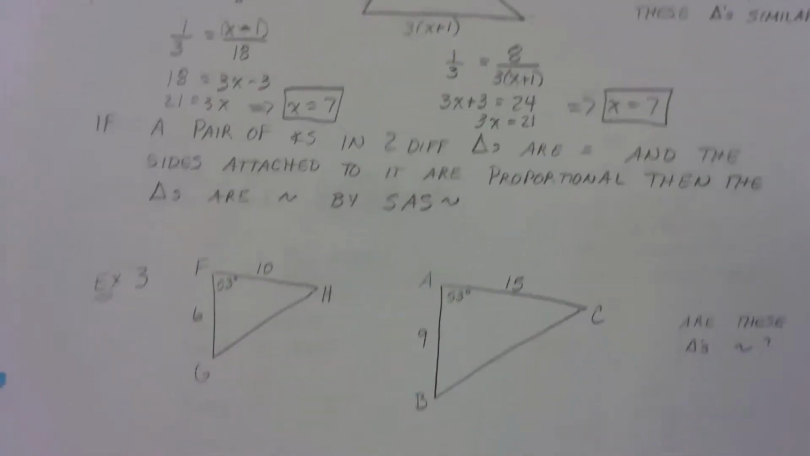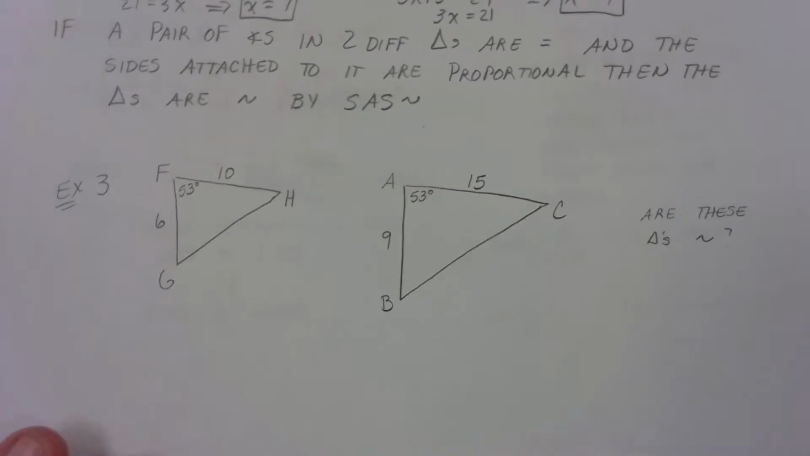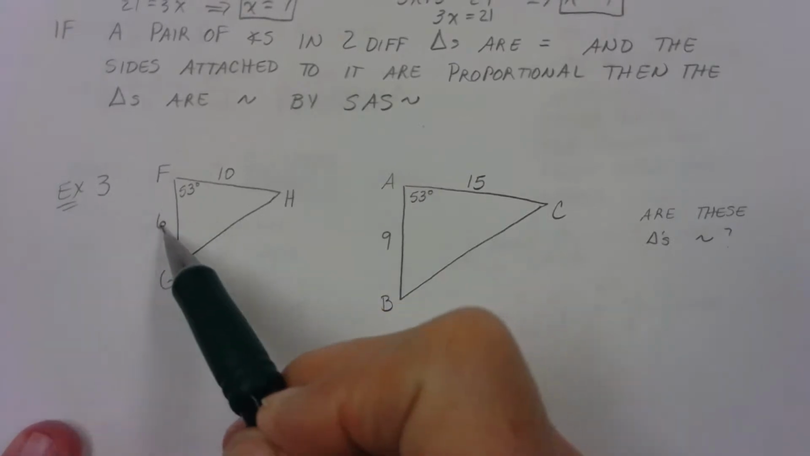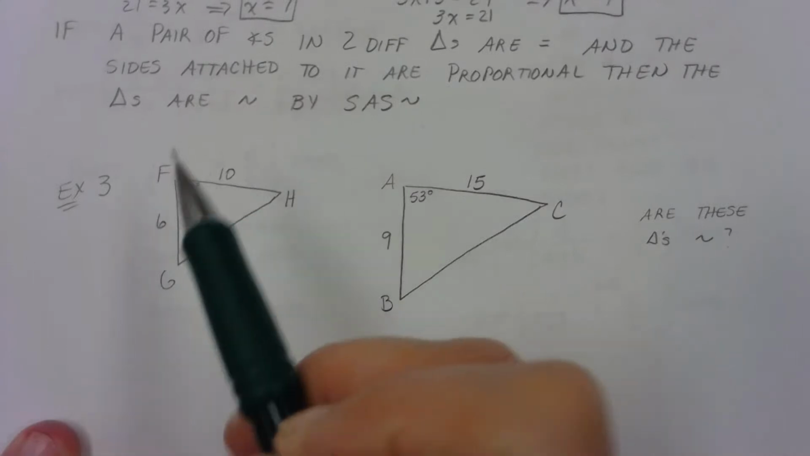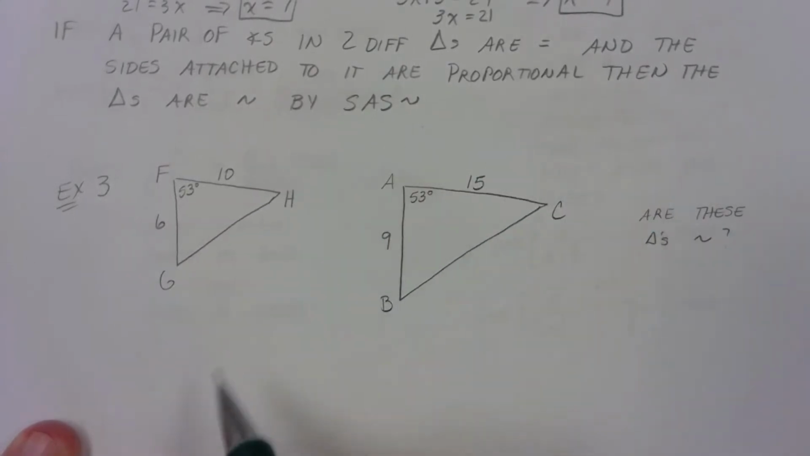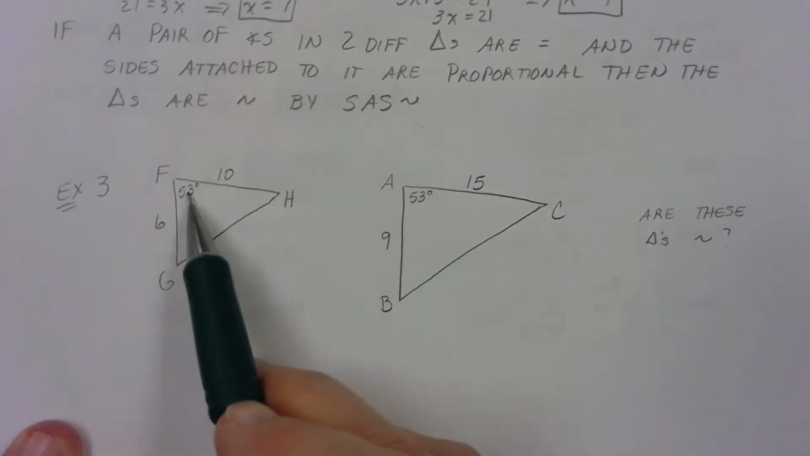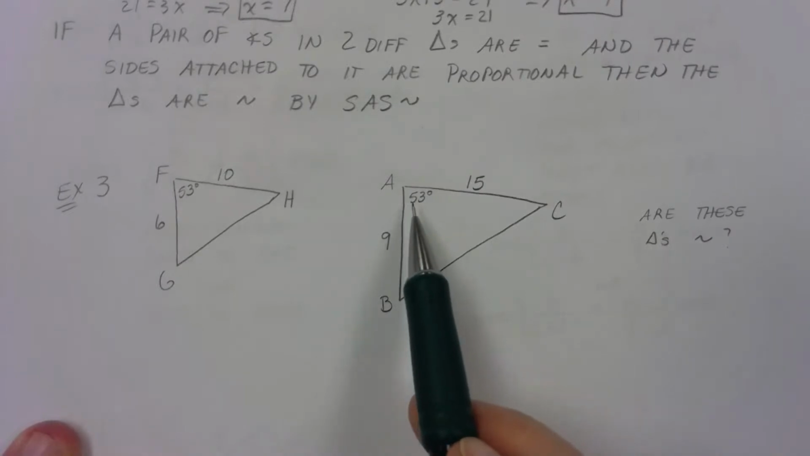So the question asks in example 3, are these two triangles similar? Well, notice I have a side angle side pattern for the given information. Side, angle, side. First thing I'm going to check is the angle in between those sides, are they equal? Sure enough, 53 equals 53. So I know angle F equals angle A. That's part of it. That's this part.